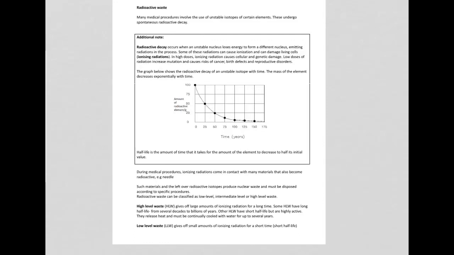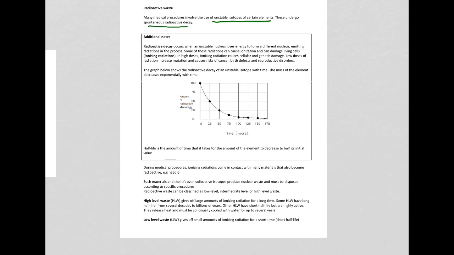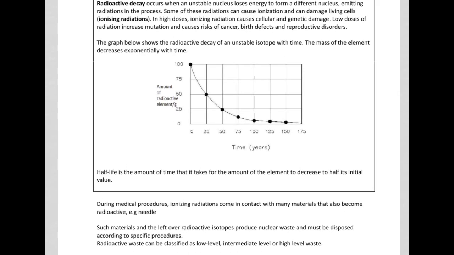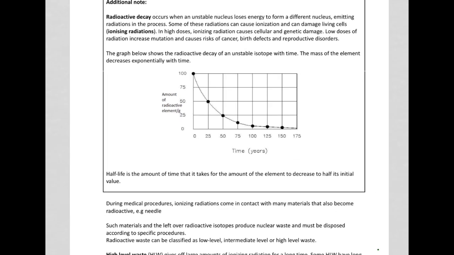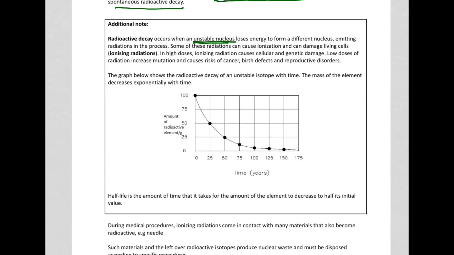Now let's see radioactive wastes. Many medical procedures involve the use of unstable isotopes of certain elements, such as cobalt-60, and these undergo radioactive decay. Now what is radioactive decay? Radioactive decay means that when you have the unstable nucleus of a radioactive isotope, it emits particles but also emits radiations.